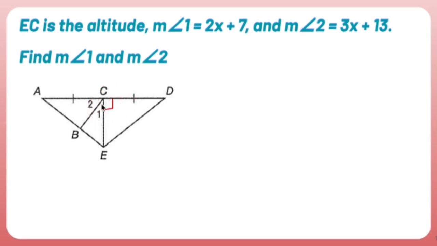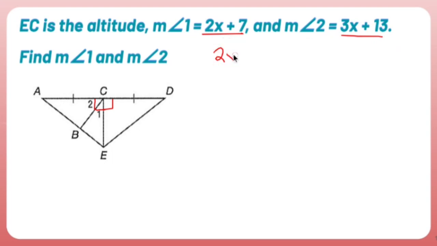And since this is a right angle, of course that implies this is a right angle, which implies that the measure of angle 1 plus the measure of angle 2 are 90 degrees when added together. They're complementary. So that's how we're going to set this up. We're going to say the measure of angle 1 plus the measure of angle 2 equals 90.